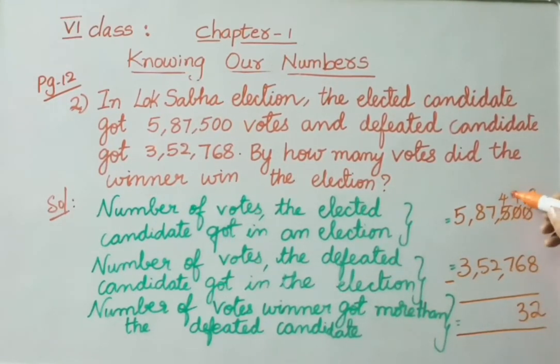So from 4 can we subtract 7? No. So we need to borrow. So borrow means this 4 becomes 14 and this 7 becomes 6. So 14 minus 7, that is 7. 6 minus 2, 4. 8 minus 5, 3. 5 minus 3, 2. So the number of votes the winner got more than the defeated candidate is 2,34,732.